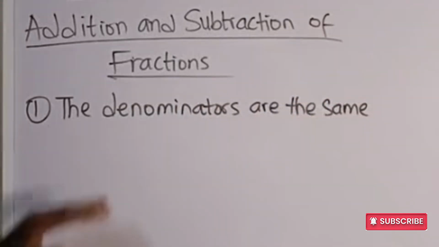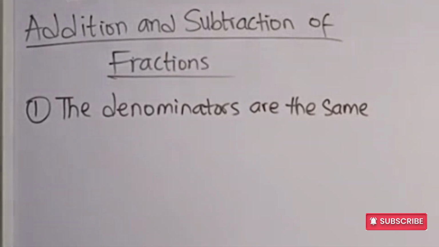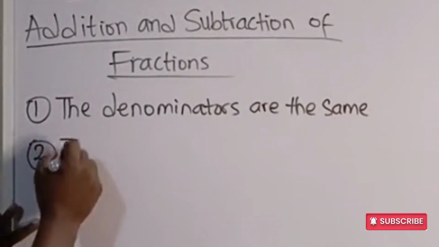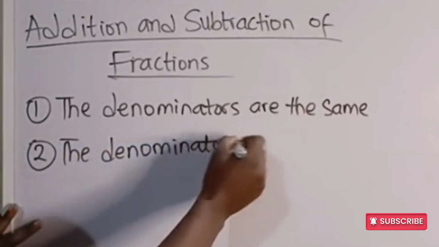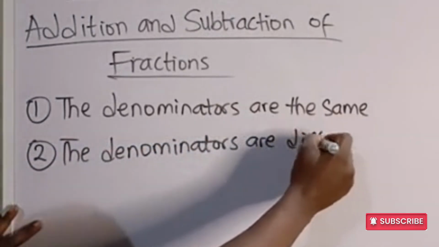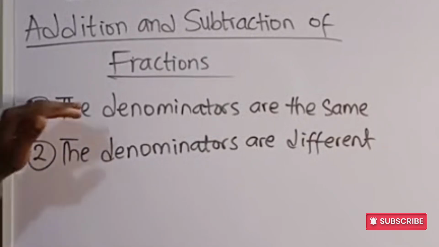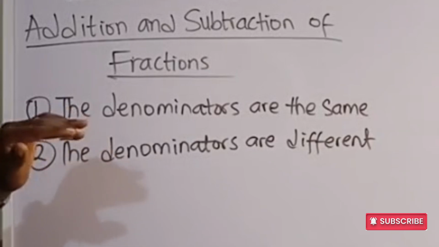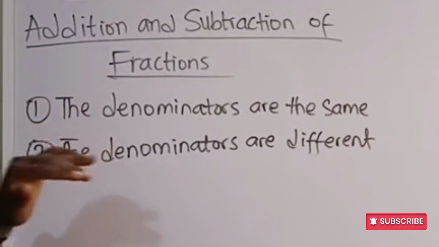Subtracting fractions, first thing you need to observe is, are the denominators the same? The second is, the denominators are different. So the second situation is, the denominators of the fractions are different. Whenever you're adding or subtracting fractions, you have to check, are the denominators of these fractions the same, or are the denominators of the fractions different?